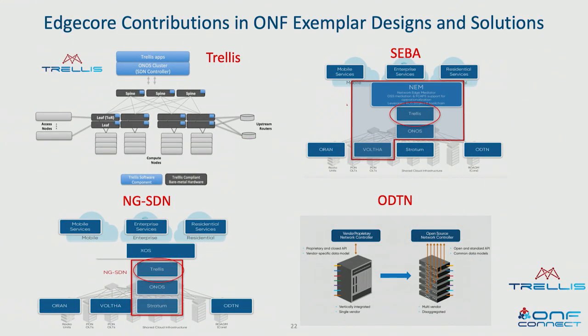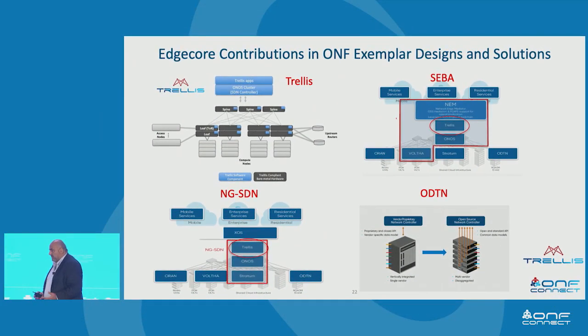As Saurav talked about Trellis and Eli talked about Trellis, you can see we're actively involved in CIBA, next generation SDN, and ODTN. It's also about the transporter product that we have. It's called Cassini, that we are bringing the entire community into it and making sure that that also is part of this overall exemplar products that coming from ONF.